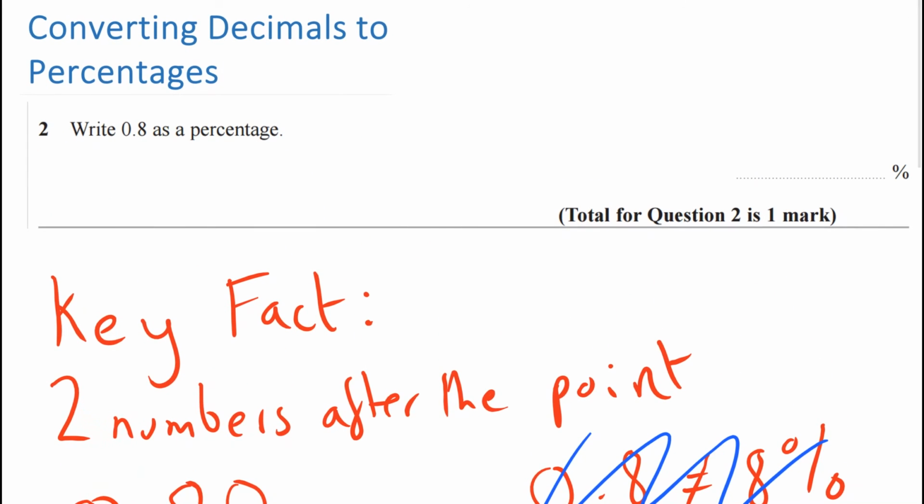Okay, to answer the original question, what is 0.8 as a percentage? Well, 0.8 is the same thing as 0.80. We can just add zeros after a decimal point, so the two numbers are 80. So the final answer is 80%. And now we know how to convert from decimals to percentages and from percentages to decimals.